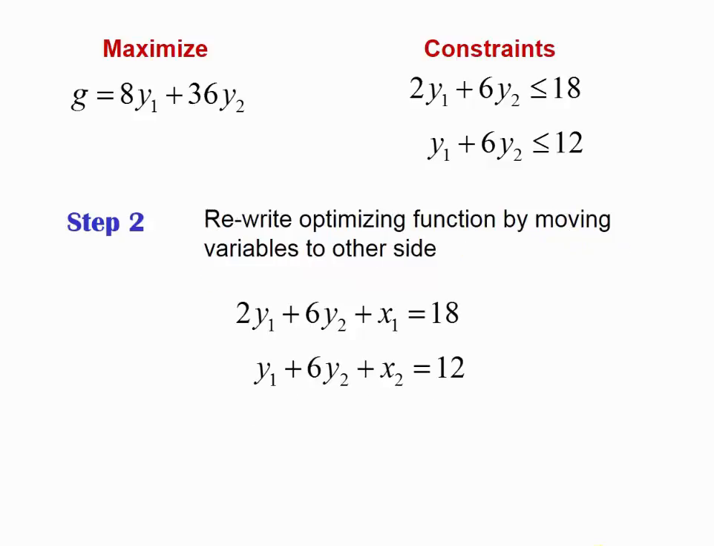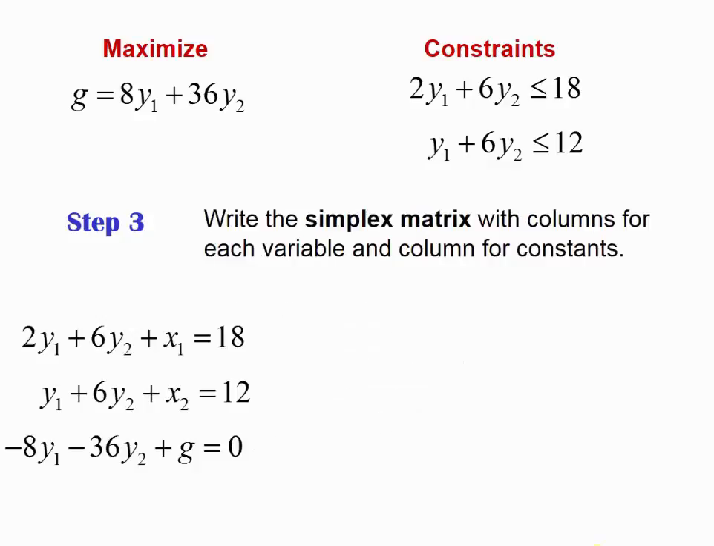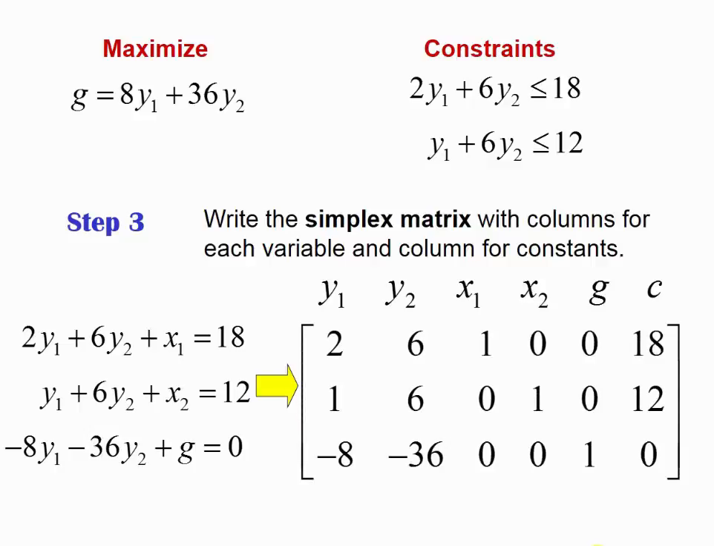Rewrite the optimizing function with all of the variables on the other side. That means we got the negatives. See how everything is lined up on the y1s and y2s. Then we want to write that into a matrix. A column for y1, column for y2, column for x1, column for x2, column for g, and column for the constants. We've already done this several times, so I'll put the numbers in there kind of quickly. And then we want to use our Simplex program in order to find the right solutions.